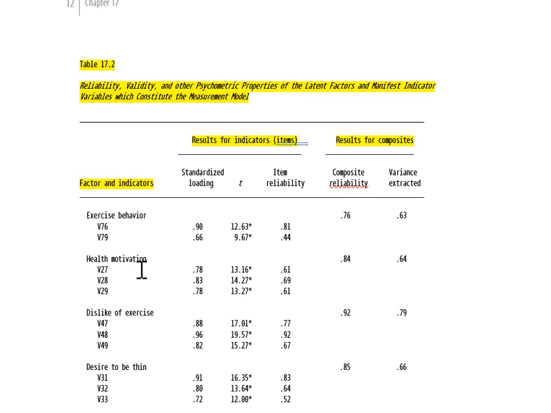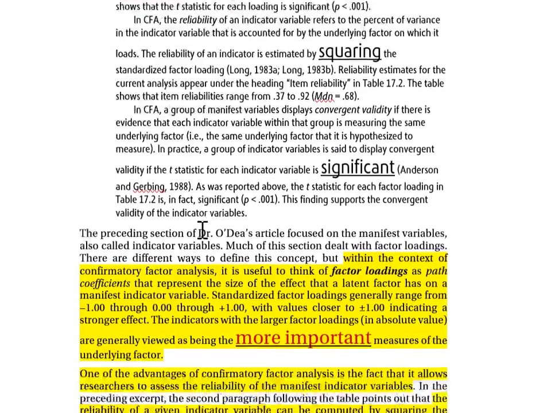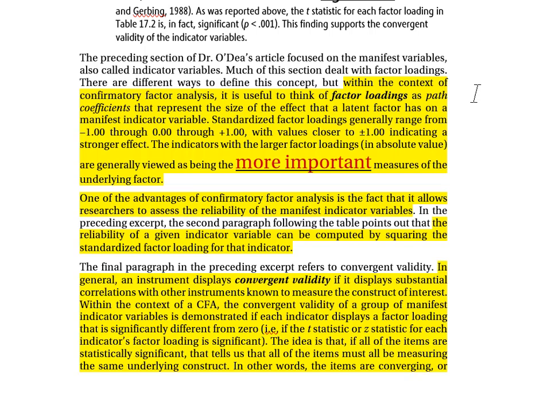Another factor was health motivation. These are the indicator variables that measure it, and so forth. We have a group of 3 columns headed results for the indicator variables, that is, for the individual questionnaire items, and this last set of columns is headed results for the composites. We'll get to those in a second. So this is our table. What does the text say in describing the contents of that table? I'm on page 13. Halfway down page 13.